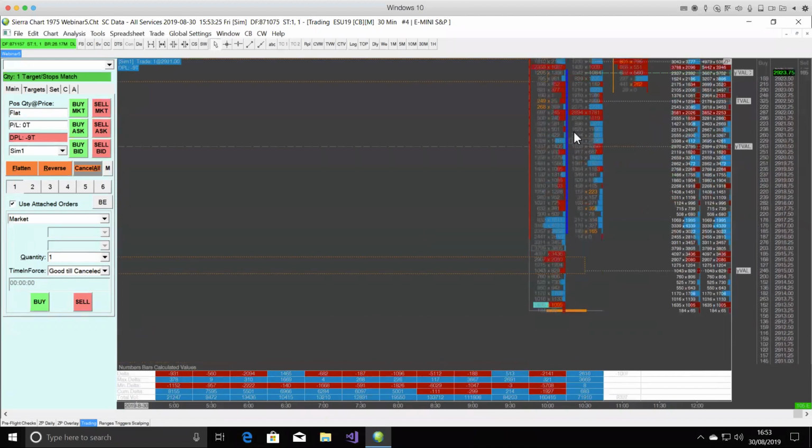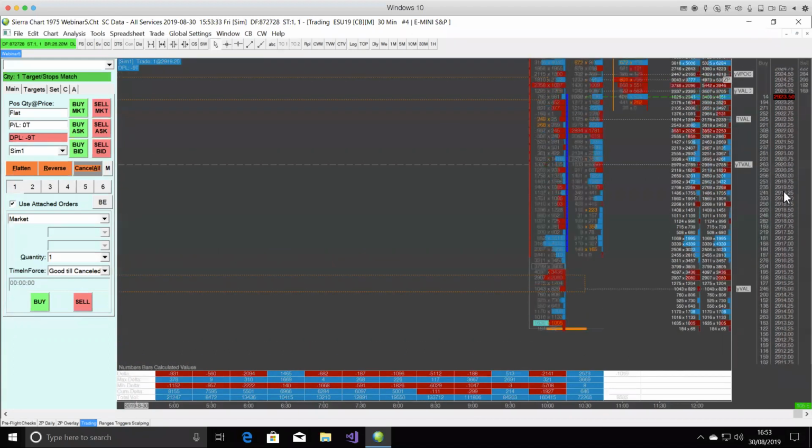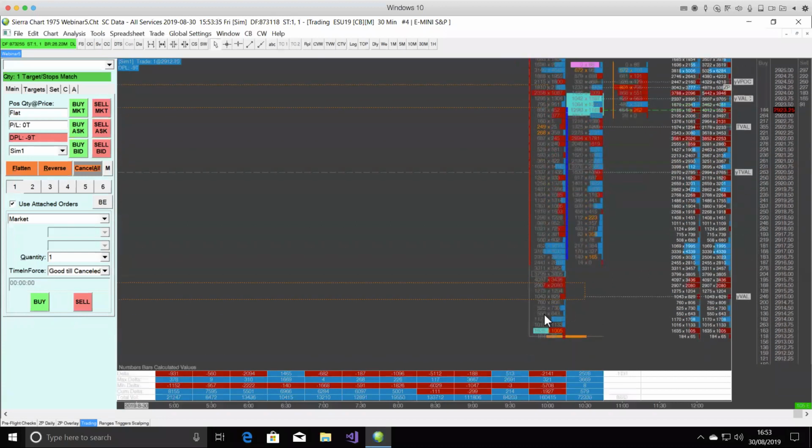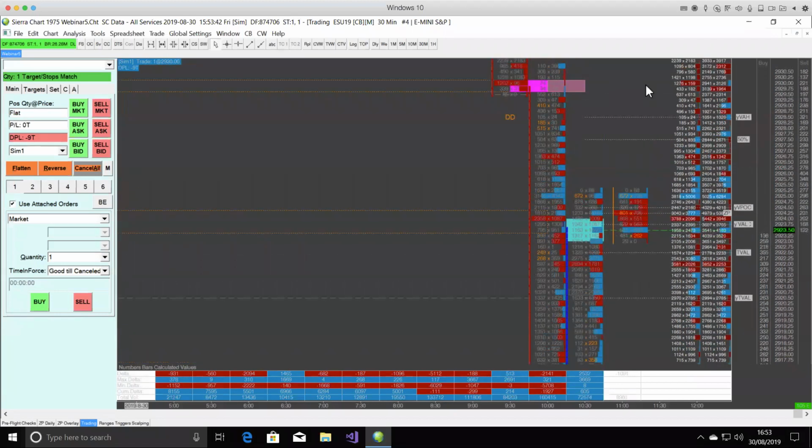So the fact we broke our initial balance and we've got an unfinished auction at the low, we know we've got the zero print below us at 9.5. This still gives me a short bias on the day. The quality of my entry, well, I want to be patient, but the higher I go in order to sell down there, the better my risk reward.